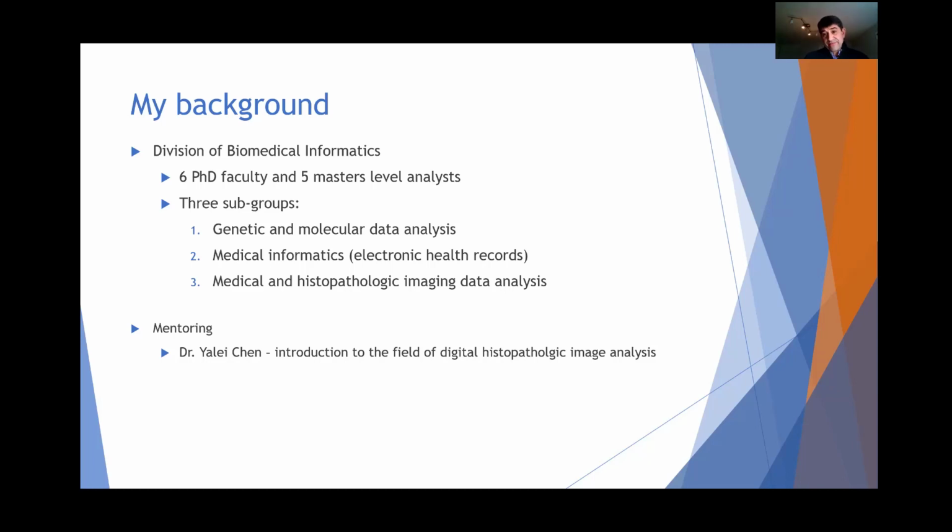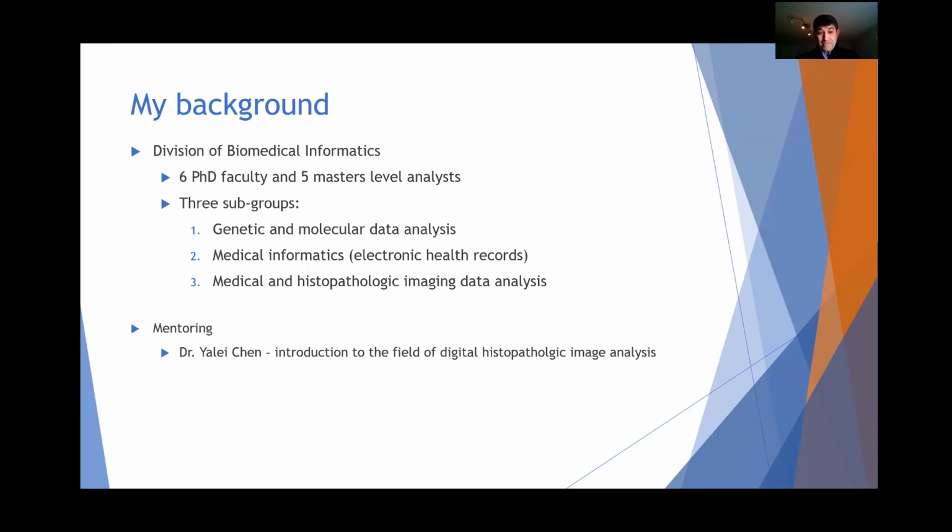And a lot of this work is focused on developing clinical support tools for physicians, nurses, and other healthcare practitioners to streamline treatment, improve efficiencies and outcomes for patients. So we're highly integrated with operations there. And then the third group is really reflective of what I'm going to talk about today, which is our medical and histopathologic imaging data analysis group.